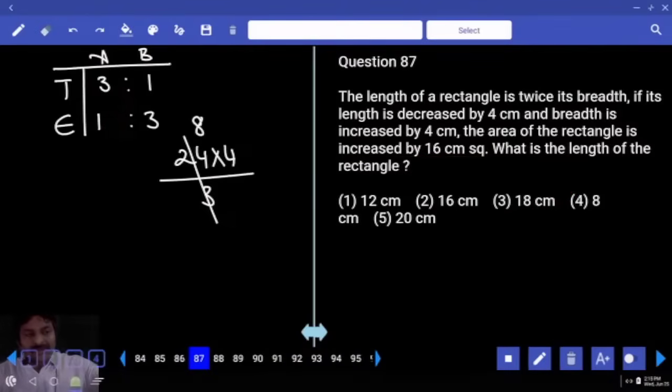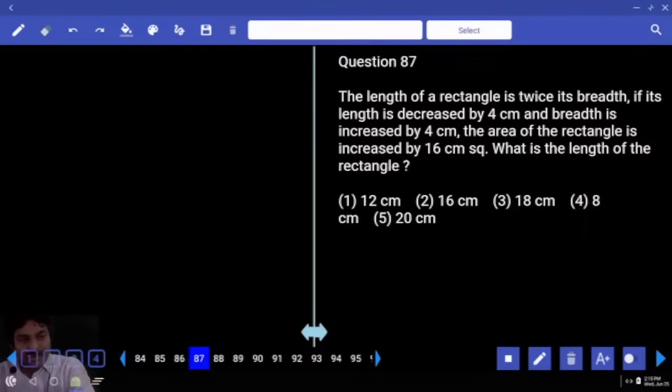Length of a rectangle is twice of its breadth. If its length is decreased by 4 centimeters, breadth increased by 4 centimeters, area of the rectangle increased by 16 square centimeters. What is the length of the rectangle? We know length is twice of breadth, so length should be even number. All the options are even. We have to calculate. Let me take length is equal to 2 parts and breadth is equal to 1 part.